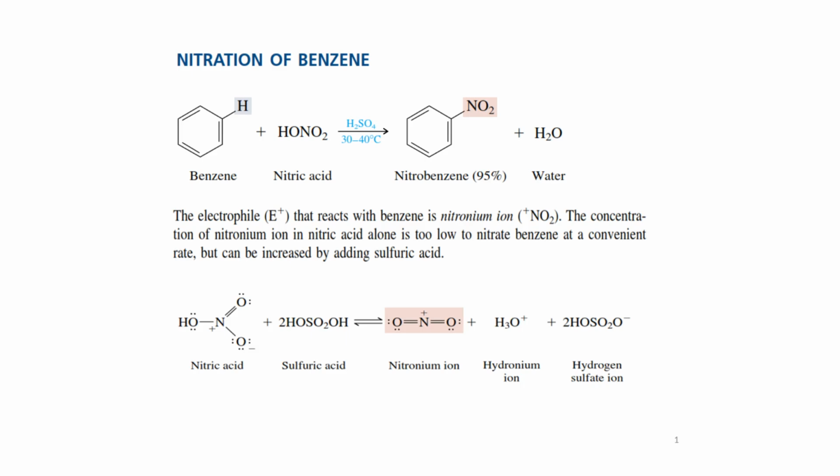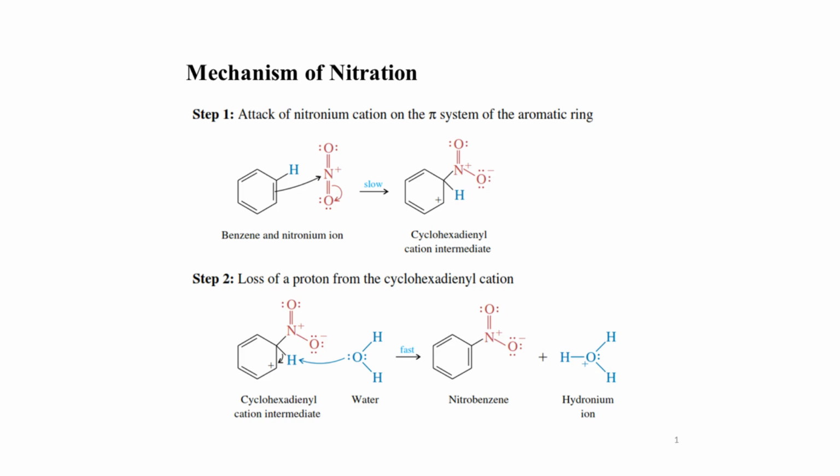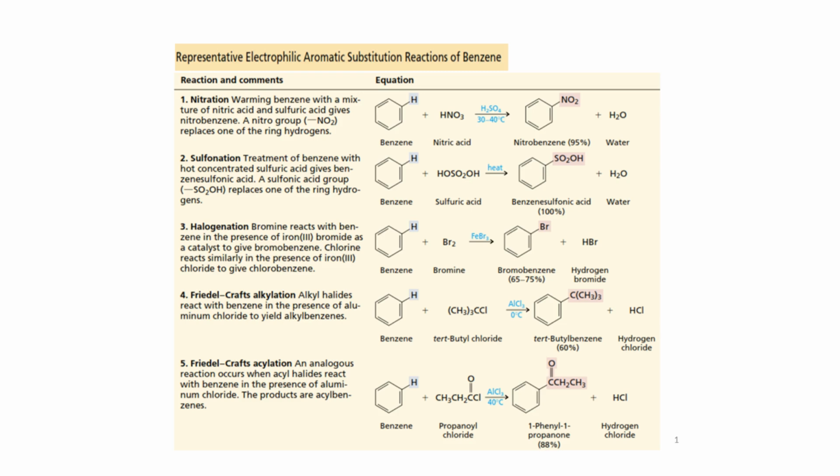Nitration of benzene involves the reaction with nitric acid and sulfuric acid, forming nitrobenzene through the nitronium ion intermediate. The nitration mechanism includes the attack of the nitronium ion on the benzene ring, followed by the loss of a proton from the intermediate. Here are representative electrophilic aromatic substitution reactions of benzene, including nitration, sulfonation, halogenation, and Friedel-Crafts reactions.